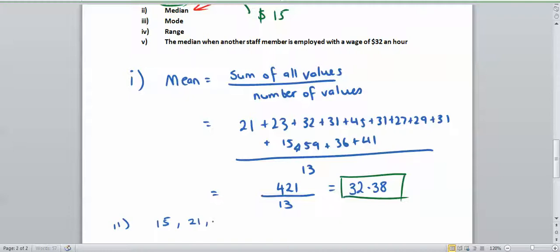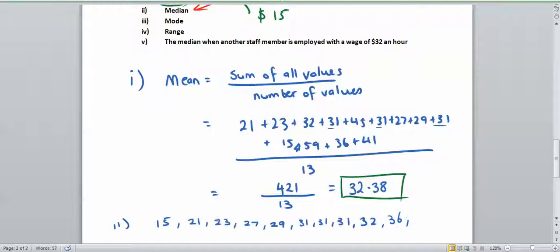21, 23, 27, 29. Now 31, we've got 1, 2, 3 times. So we've got to put that in 3 times. And 32, we've got one of those. And we've got, what's next? 36.